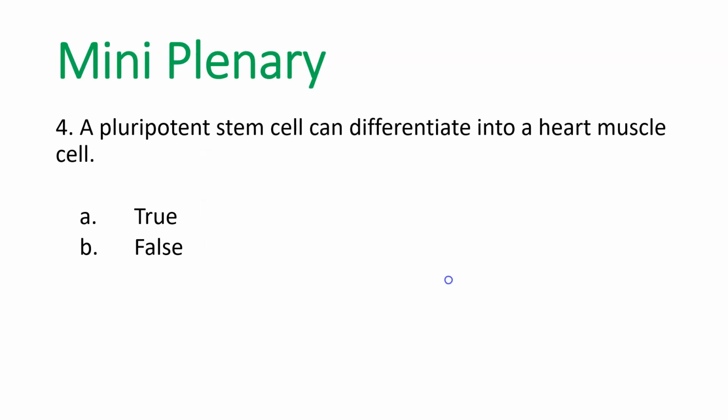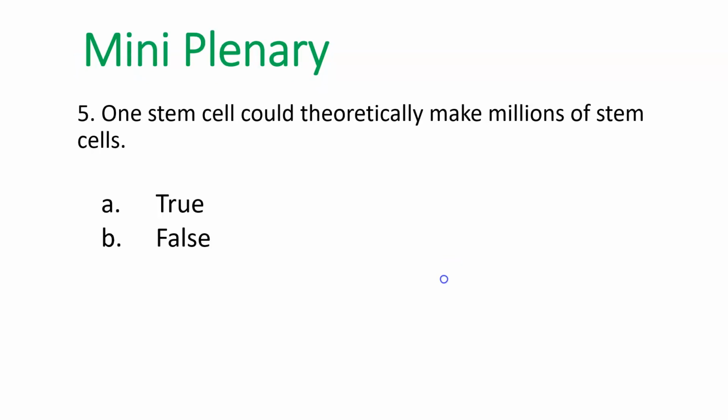Okay, pluripotent stem cells can differentiate into a heart cell. That is also true. They can become most cell types, they just can't form a new individual. One stem cell could theoretically make millions of stem cells. And again, that's true. Okay, so hopefully you are able to achieve at least 3 out of 5 in that quiz. If not, please make sure that you go back and review your notes on this section.